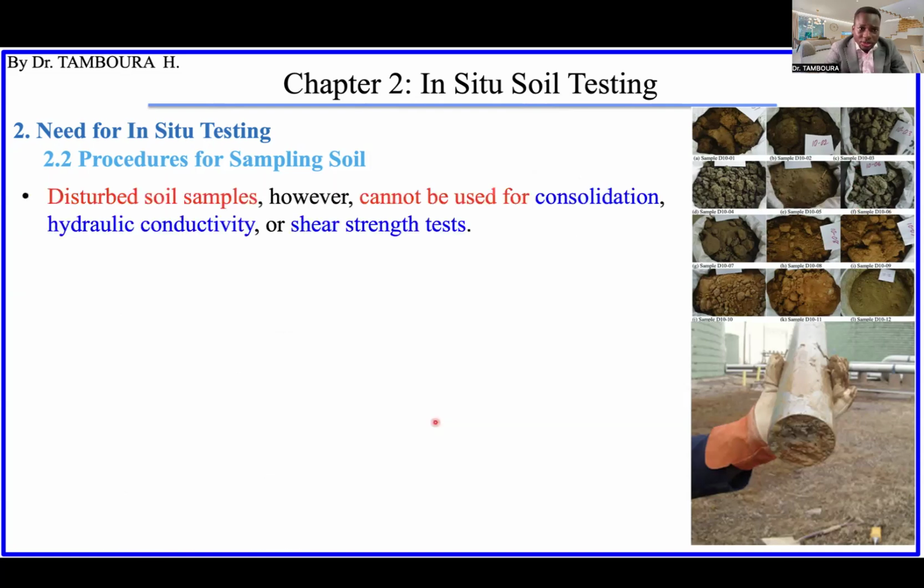But a disturbed sample cannot be used for consolidation, for example. It cannot be used for obtaining the hydraulic conductivity of soil. It cannot be used for obtaining the shear strength of soil, the soil shear strength tests. Triaxial test: you cannot use this kind of sample for a triaxial test. You can use this one, for example, the Shelby tube sampler.